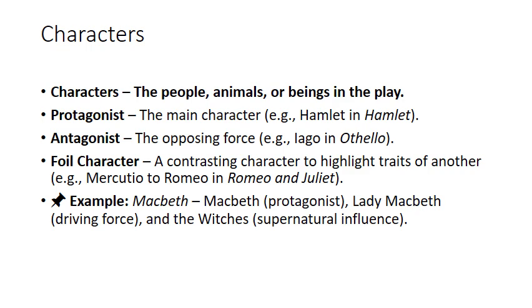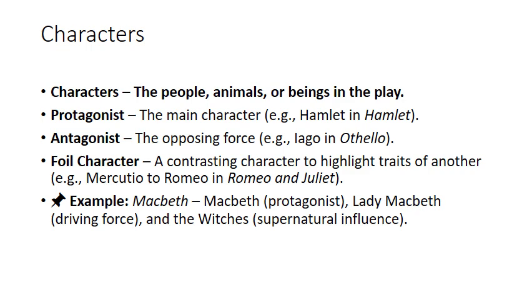Character, the people, animals, and beings. We have types of characters: protagonist, the hero or the main character; antagonist, the opposing force, like Iago in Othello; foil character, which means contrasting characters to highlight traits of another. For example, Mercutio to Romeo in Romeo and Juliet. Example, Macbeth, protagonist, the main character; Lady Macbeth, the driving force; and the witches, supernatural influence, these are the foil characters.